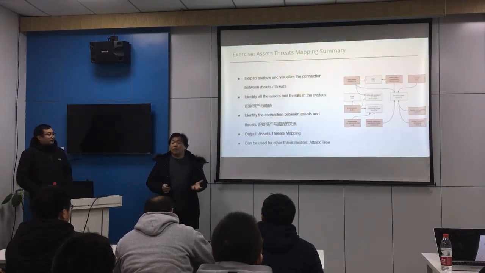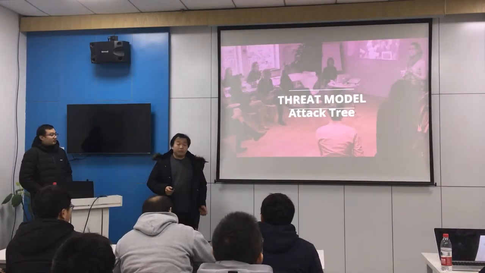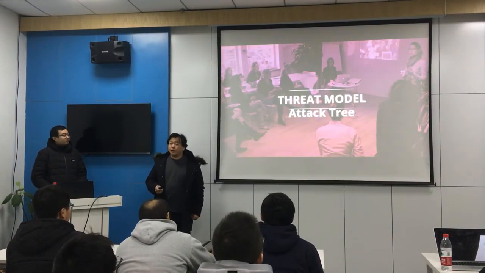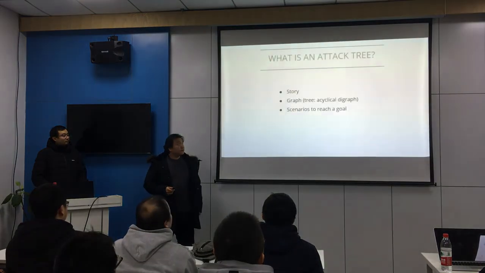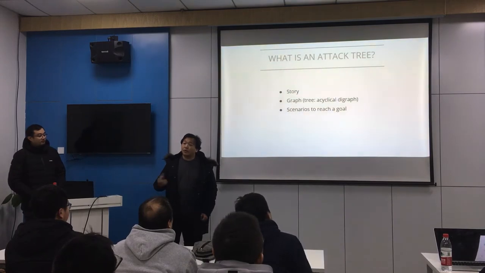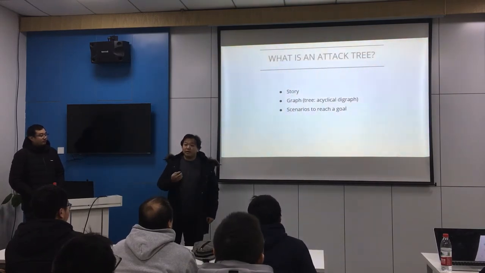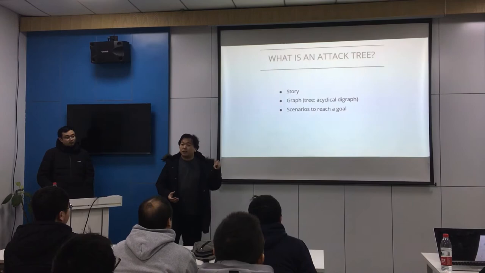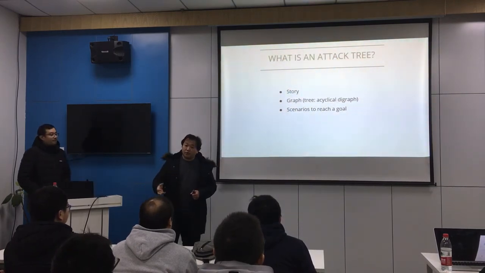So we've done threat model number one, let's go to threat model number two. This is another threat model, and we call it the attack tree. So what is an attack tree? An attack tree really is a story. It's a story about how a threat or an attacker, a thief, a hacker, can gain access to your system. So the attack tree will give you that story. They're going to do that by doing this, by doing that.